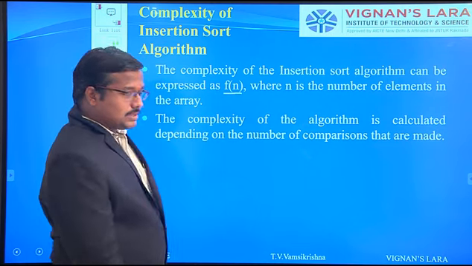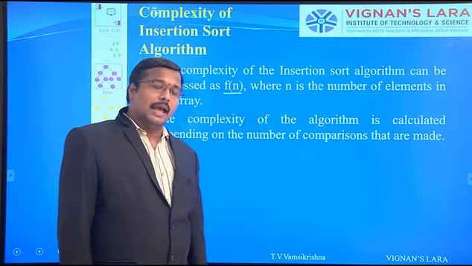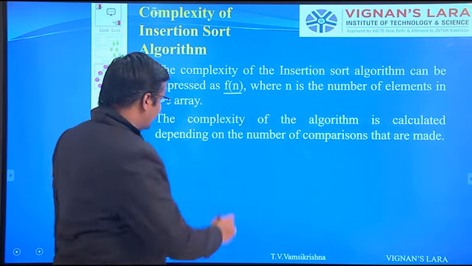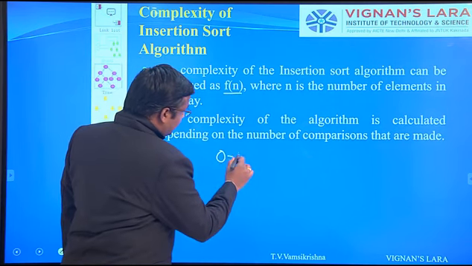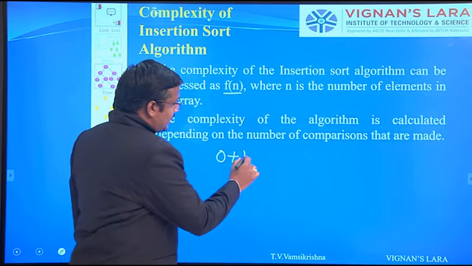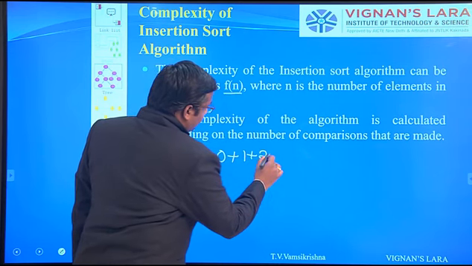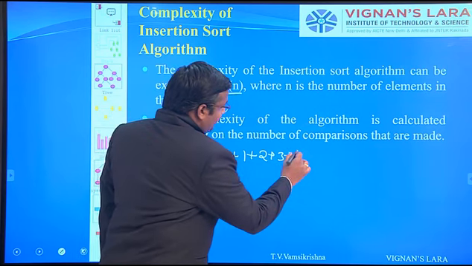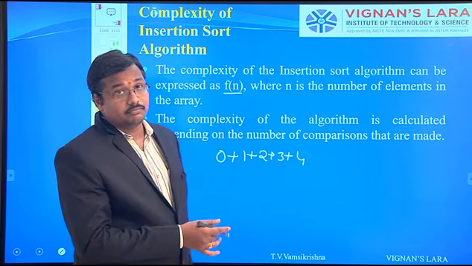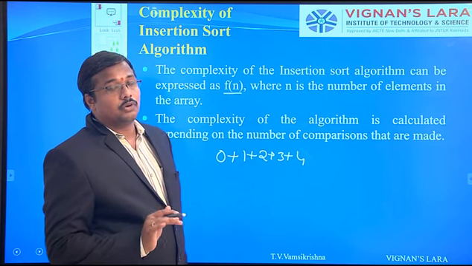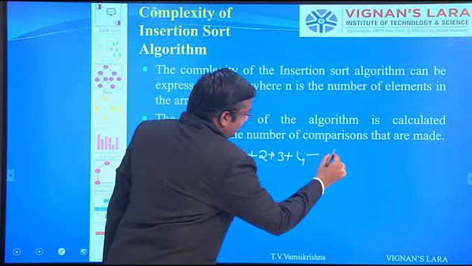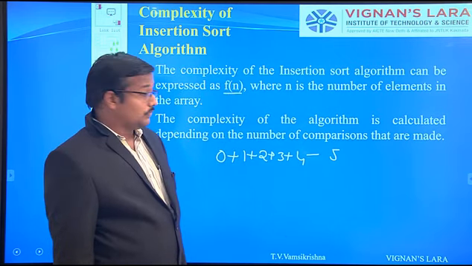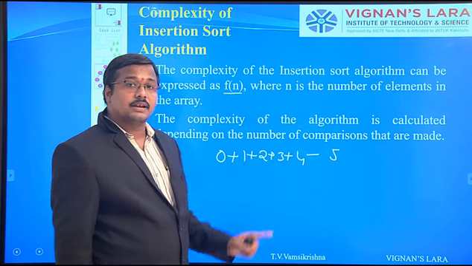In the previous manual example, I clearly told you that in pass 1 there are 0 comparisons. In pass 2, 1 comparison. In pass 3, 2 comparisons. In pass 4, 3 comparisons. In pass 5, 4 comparisons. Maximum, I am talking about 4 comparisons. Say the array size consists of 5 elements, so this many comparisons are required.